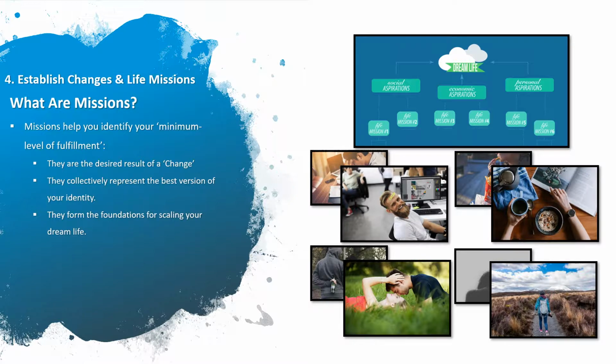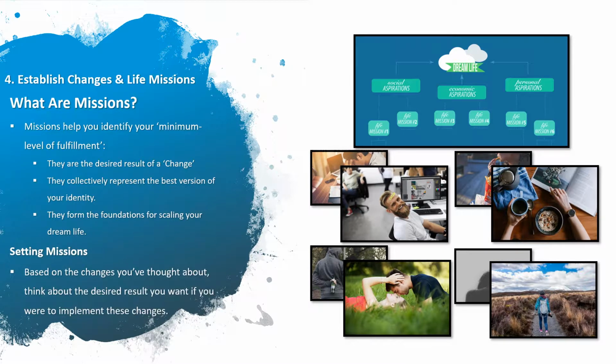Collectively, all your life missions represent the best version of your identity. So if you've achieved all these life missions, you're essentially operating from a minimum level of fulfillment. You're living a life which you can determine to be your best life based on whatever stage of development you're at. And they form the foundations for scaling towards your dream life. We want to be operating from a sense of equilibrium, from a state of control and clarity, and that's what our life missions really help us accomplish.